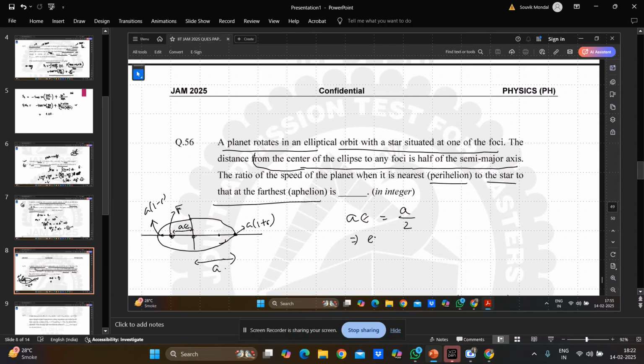So you're simply getting E is equal to 0.5. Now Vmax to Vmean. What is Vmax? Vmax at perihelion. So this had a simple formula. I am not going to derive that. You can derive it. It is a very famous formula actually.